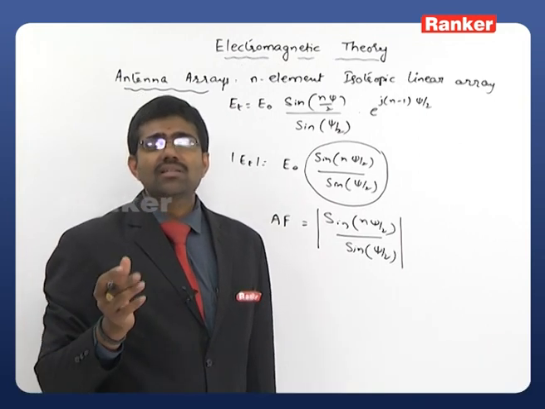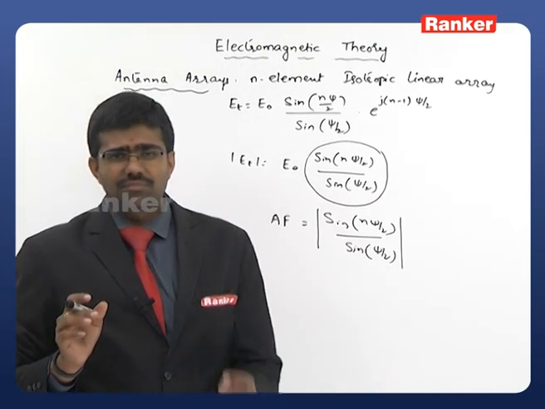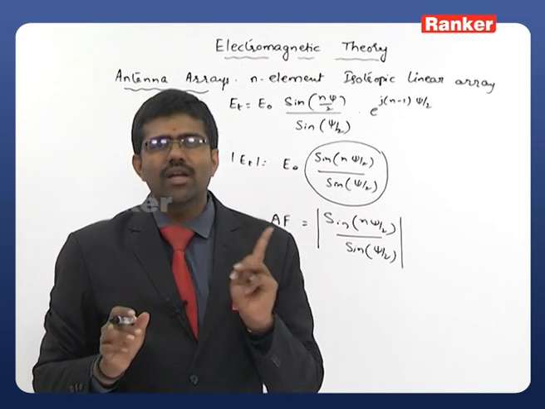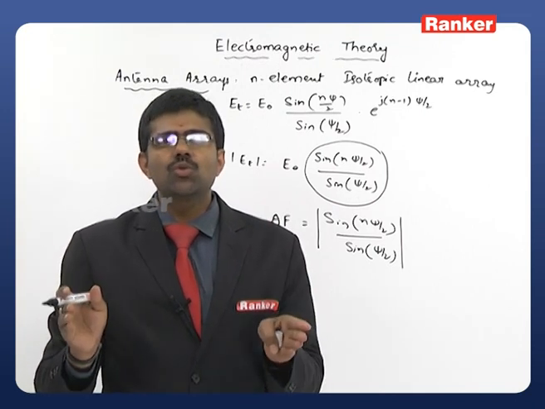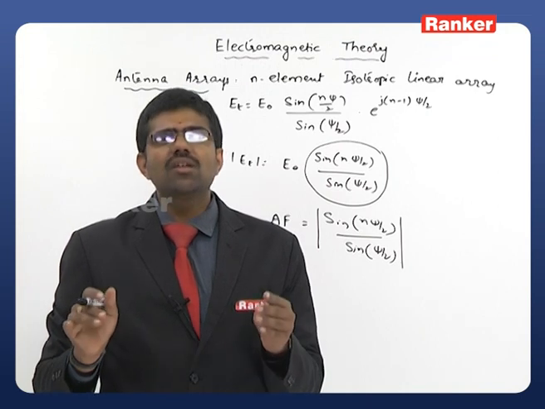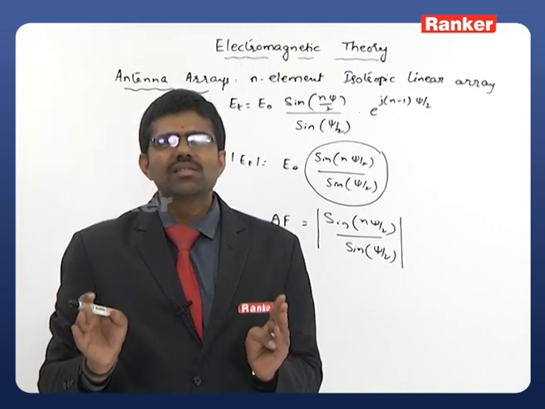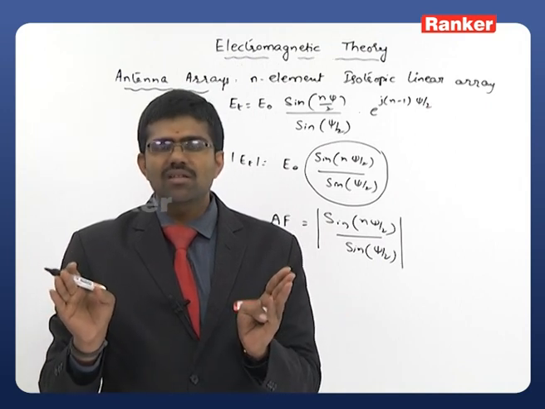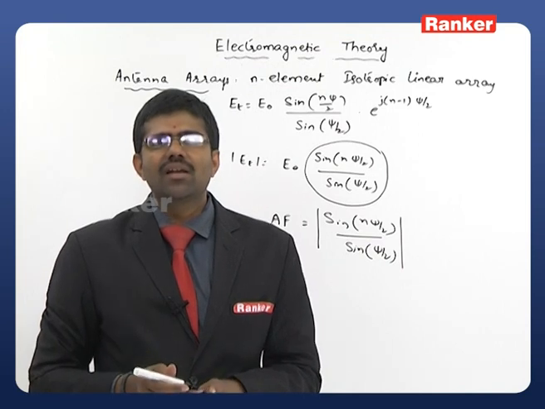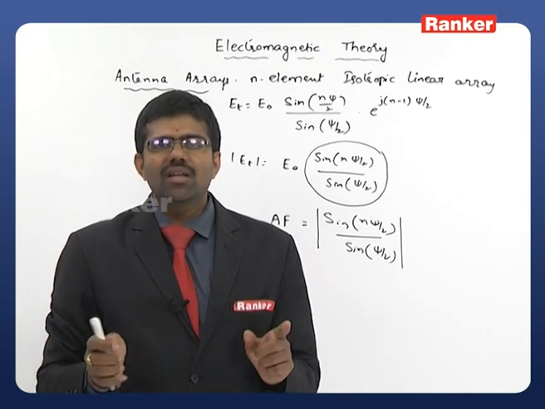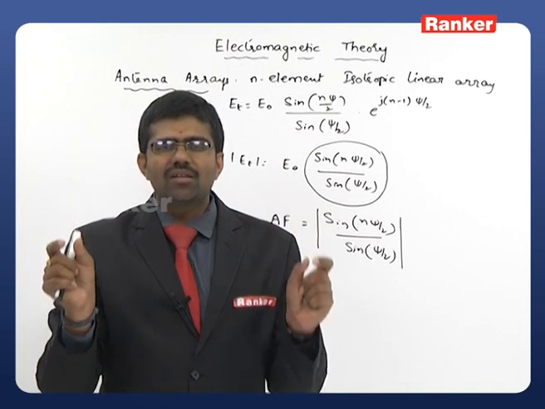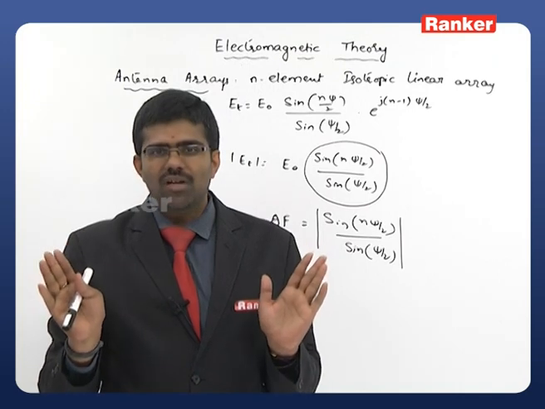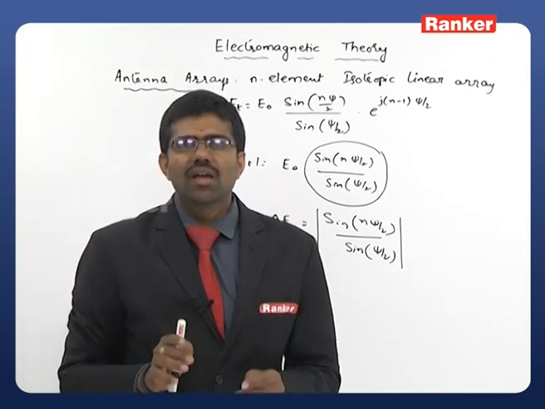Now I will consider a simple case. What is that case? Only a 2 element array. In my array only 2 elements are there, that is n equals 2, and the distance between those 2 elements is lambda by 2, the initial phase difference is 0, and I am applying the same magnitude or amplitude to both elements. Once again, recollect the conditions: a 2 element array, the distance between the elements is lambda by 2, the magnitude is the same and the phase is also the same, that is, the initial phase difference is 0. With these conditions I will go with the analysis.